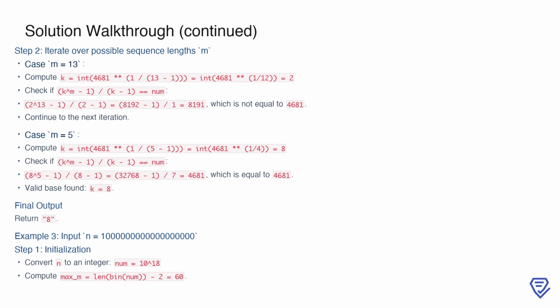Continuing this process for smaller m, we eventually test m equals 5 with k equals int(4681^(1/(5-1))) equals 8. Substituting k equals 8, we calculate (8^5 - 1)/(8 - 1) equals 4681, which satisfies the equation. Thus, the valid base for this example is k equals 8, and the output is 8.